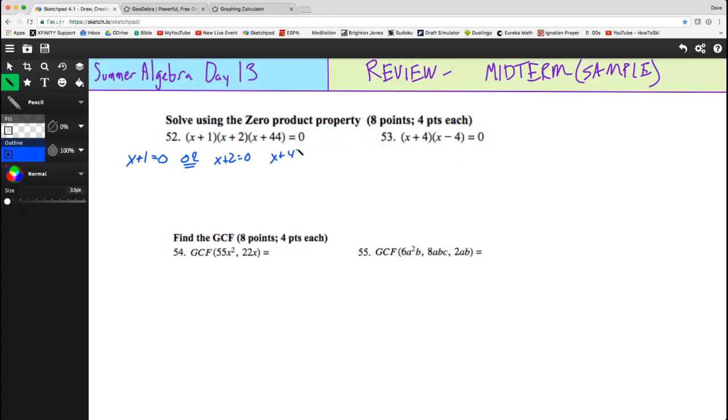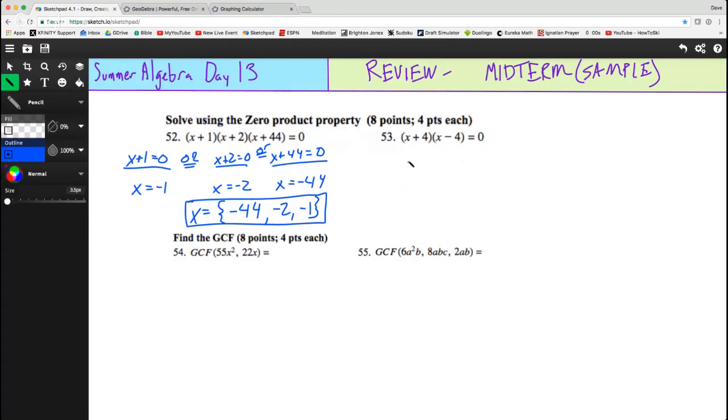So this is x equals minus 1 or x equals minus 2 or x equals minus 44. Don't just say it's 1, 2, or 44, or you're going to get this totally wrong. Write it out. Write out your equations, and then you will come to the right answer. And now you have to write this in set notation: negative 44, comma, negative 2, comma, negative 1. Write it in numerical order, smallest to greatest.